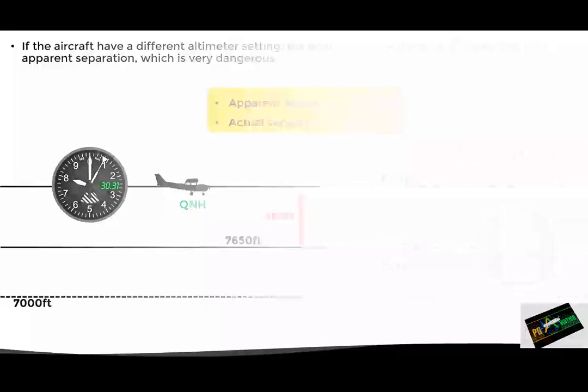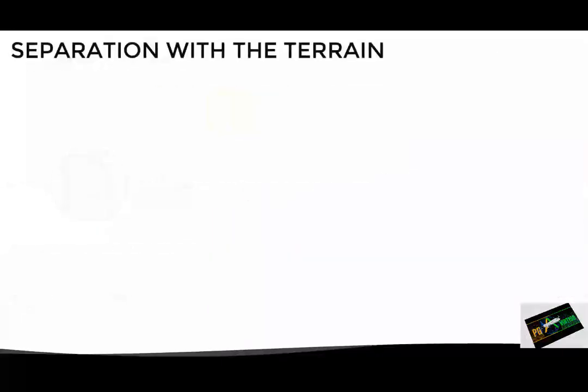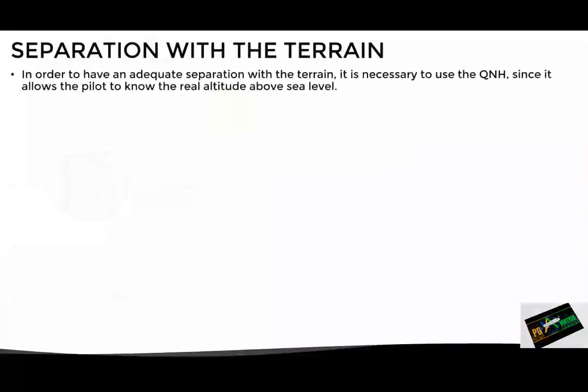Let's now move on to the other case, the separation with the terrain and obstacles. In order to ensure an adequate separation with terrain and obstacles, it is necessary to use the QNH, since it allows the pilot to know the real altitude above sea level. Actually, the QFE of a certain airport could also be used for this purpose. However, it is little used worldwide since it leads to confusion and mistakes under certain conditions. So, even though it is used in some countries, we will focus on the use of QNH.